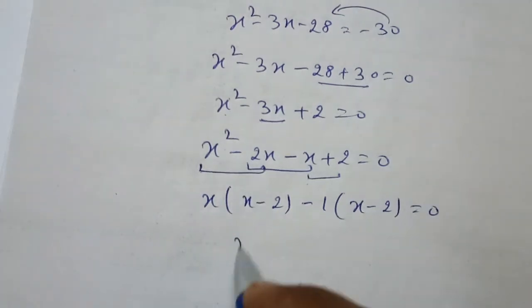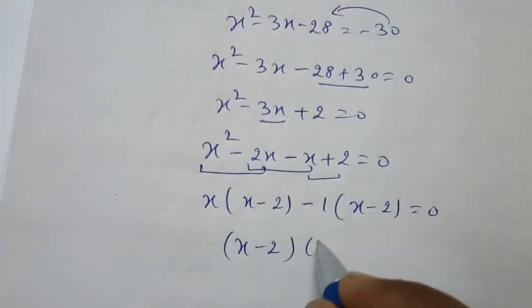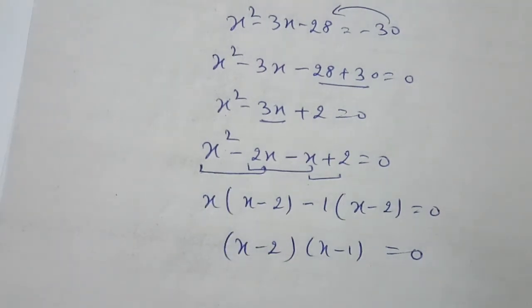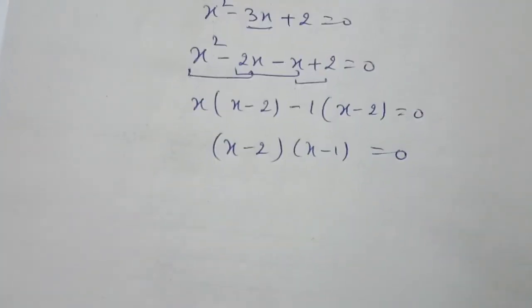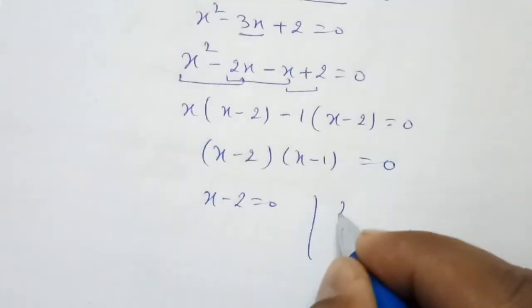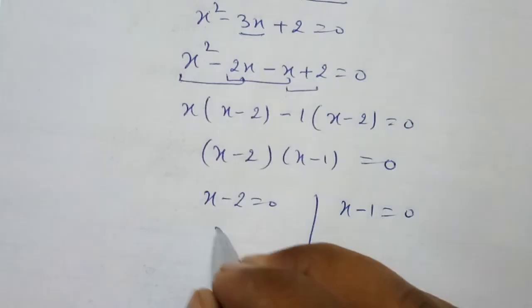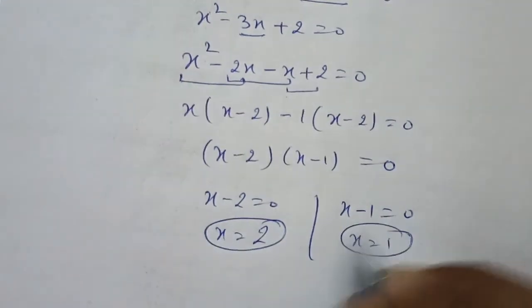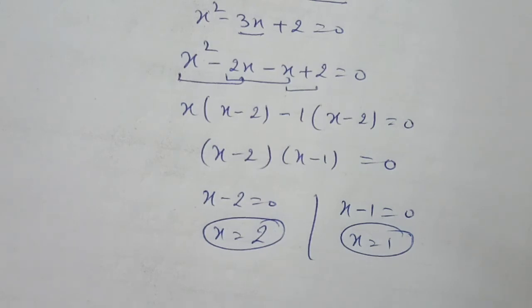So when we solve it, (x minus 2) and (x minus 1) equal to 0, these are the factors. To find the zeros, we equate them to 0. So we get x minus 2 equal to 0 or x minus 1 equal to 0. From here x equals 2 and x equals 1. These are the two values of x here, x equals 2 and 1.